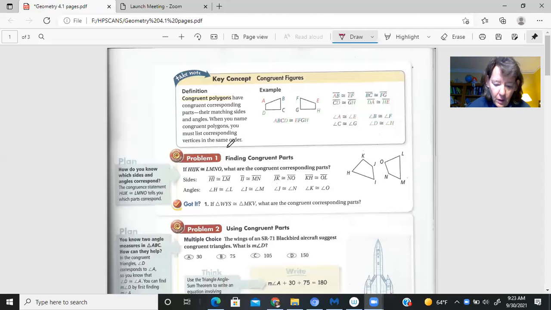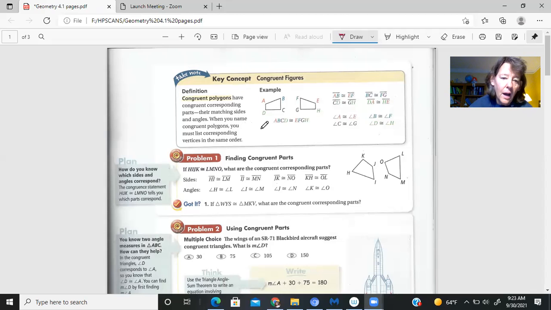So if you have your book, I want you to open it to page 219. First of all, we talked about congruent before. Congruent up until now has only meant line segments. So two line segments are congruent if they have the same length. Two angles are congruent if they have the same measure, meaning the same degrees.